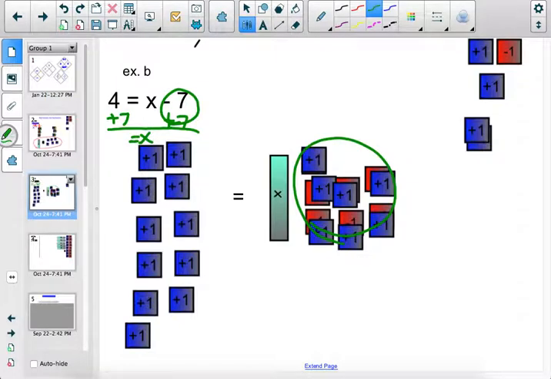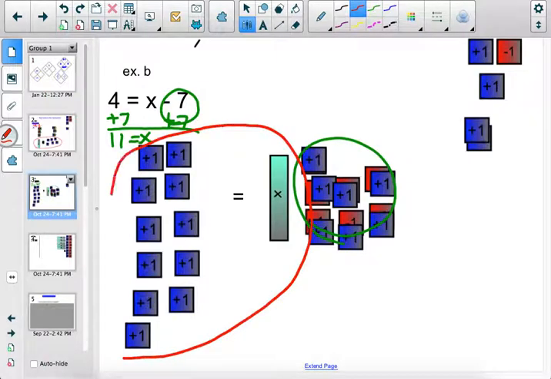Does anything cancel out here, or do we just add on to what we already have? Just add. Just more positive. So how much do we end up with? 1, 2, 3, 4, 5, 6, 7, 8, 9, 10, 11. X equals 11. So this is what it visually would look like with this work.